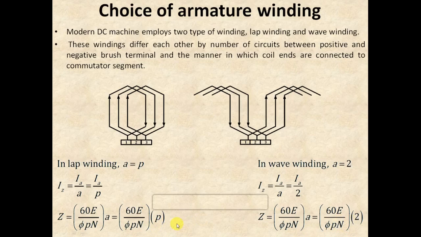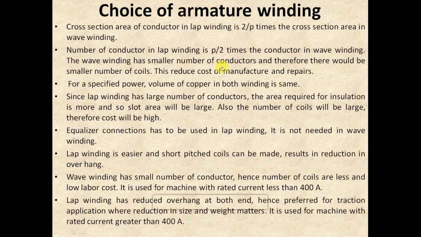From these two relations, it's very clear that the number of conductors in lap winding is P by 2 times that of the number of conductors in wave winding. That is also mentioned here. So it's very clear that comparing with that of the wave winding, the number of conductors which are present in the lap winding is larger. As this lap winding is having large number of conductors comparing with that of the wave winding, the area required for the insulation also will be large. Therefore, the slot area will become definitely large.